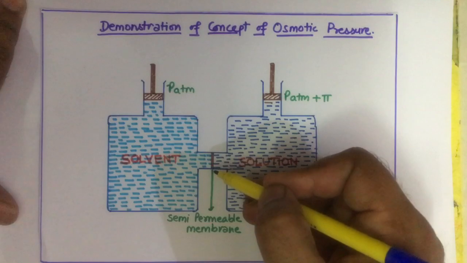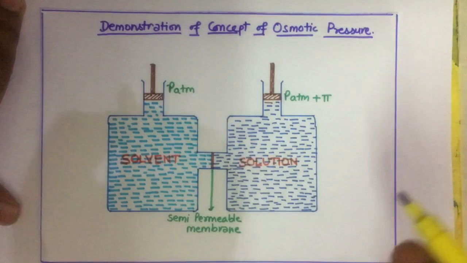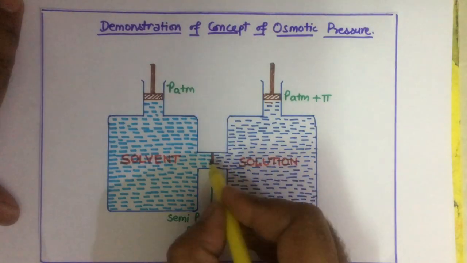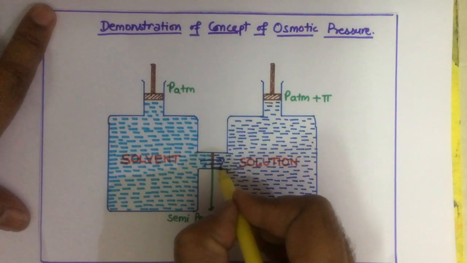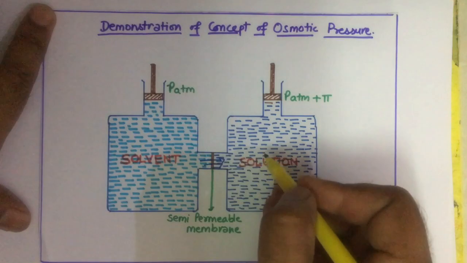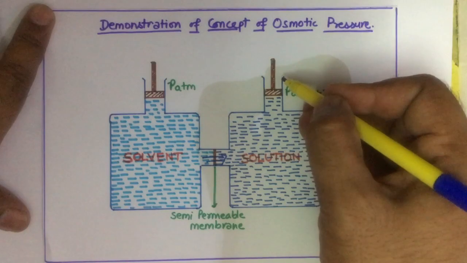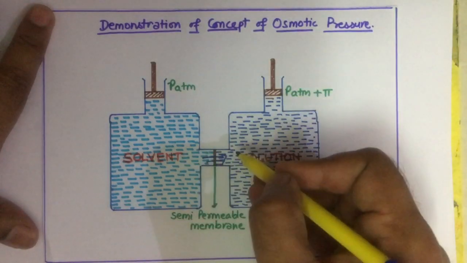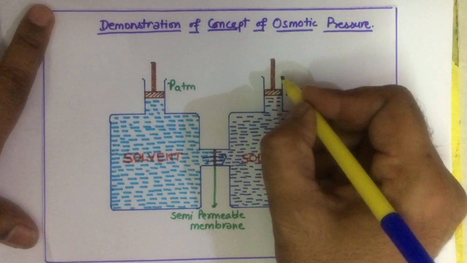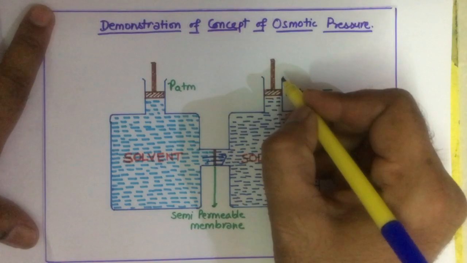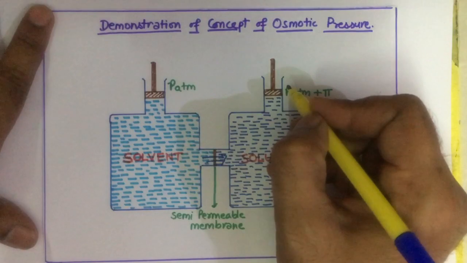Now, when they are separated by a semi-permeable membrane, there will be a movement of solvent molecules. Solvent molecules will move from the solvent side to this solution side, and as a result the piston on the solution side will rise outwards. Now if we want to stop this movement of water molecules, we have to apply some pressure on this side. The pressure which is just sufficient to stop the process of osmosis is called osmotic pressure.